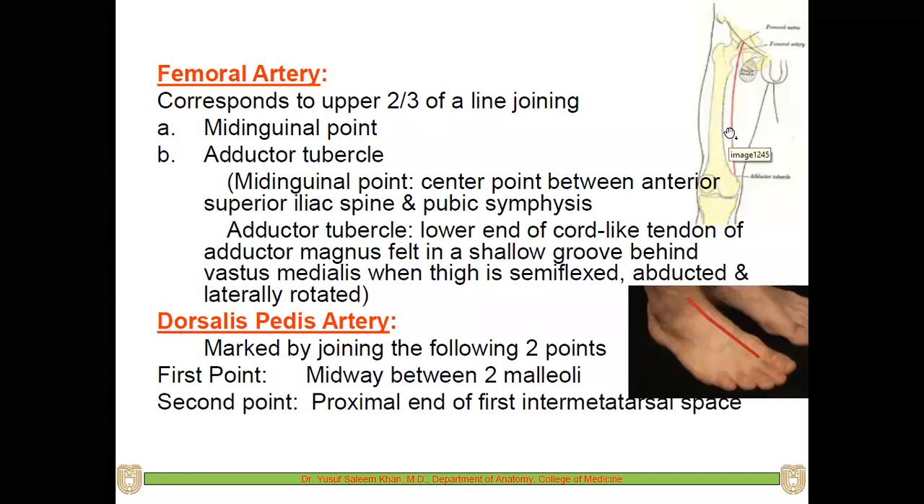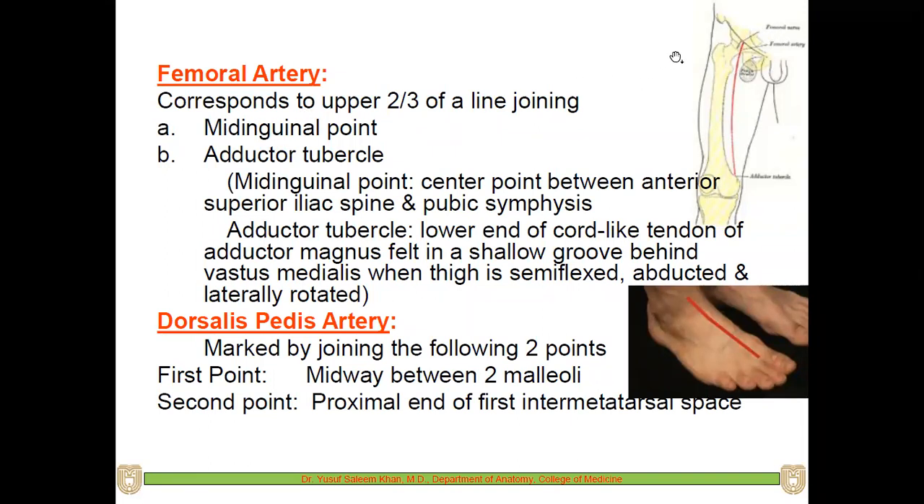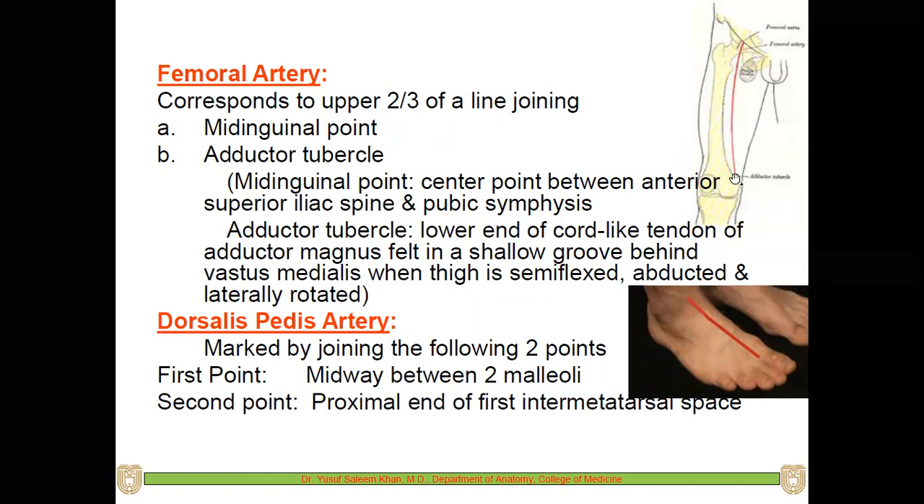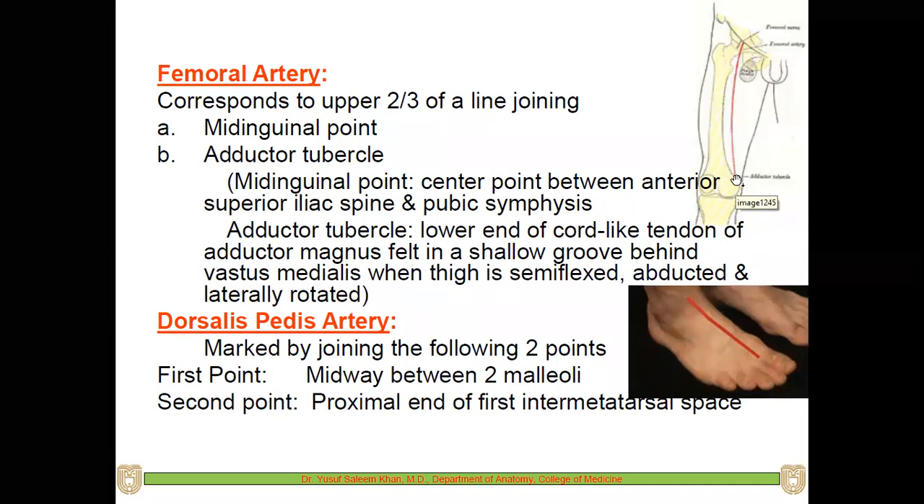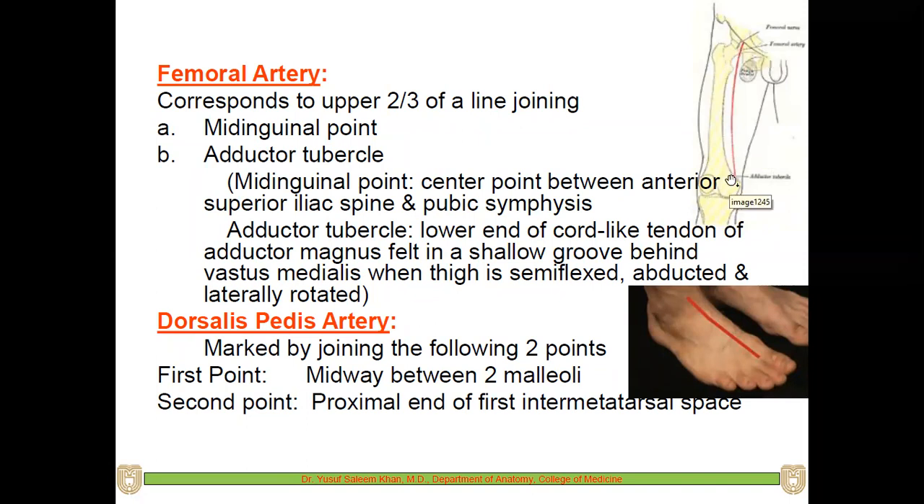If a line is joined from the mid-inguinal point, because we know it begins from the mid-inguinal point, you mark a point on the mid-inguinal point, and the second mark will be on a bony projection on the medial side called the adductor tubercle. If you have studied the femur, you might have seen that there is a tubercle on the medial side of the femur called the adductor tubercle. If you join these two points, the mid-inguinal point and the adductor tubercle, you draw a line from the mid-inguinal point up to the adductor tubercle.